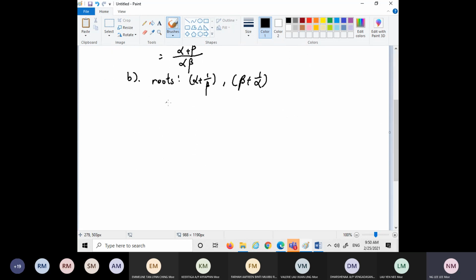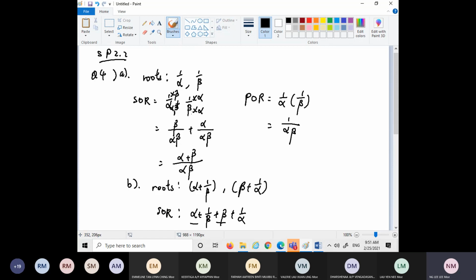Okay, now SOR. SOR is what? Sum, so plus. For this one, you don't go in thinking how to combine all this. First of all, this and this, alpha plus beta, done. After that, I have this. Rearrange. This one you have the answer already. This part, 1 over alpha plus 1 over beta. Can you see here? 1 over alpha plus 1 over beta. The answer is here.